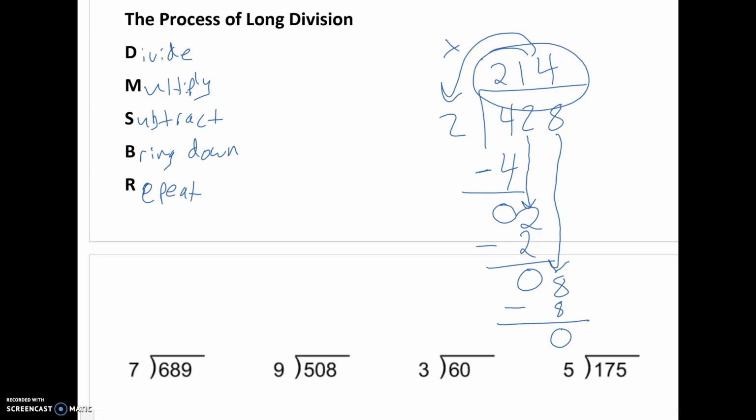So that's the general process. Divide, multiply, subtract, bring down, and repeat. Pause it if you need to catch up a little bit. And to end our notes and practice today, we're going to do a few more problems together. And then I'll just work the rest of them out, and you can work at that at your own speed, all right?